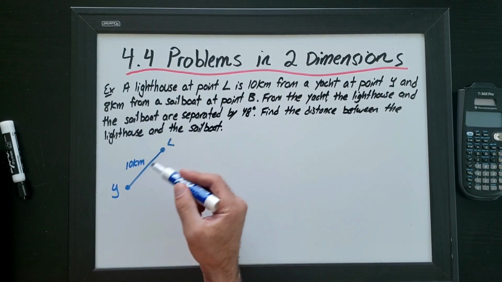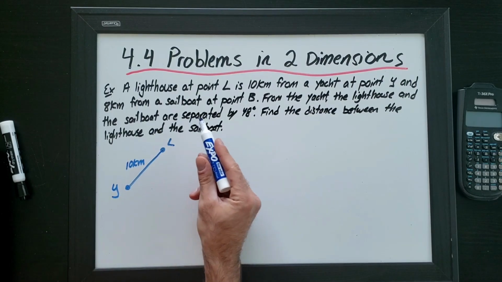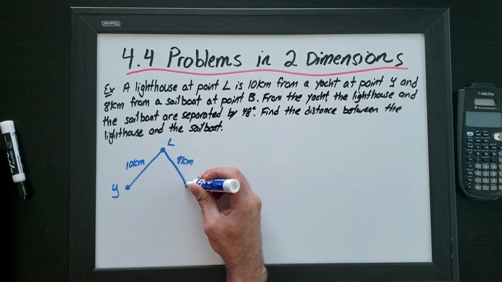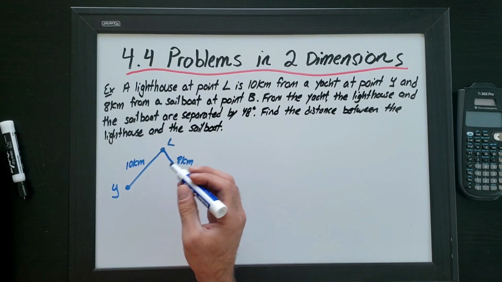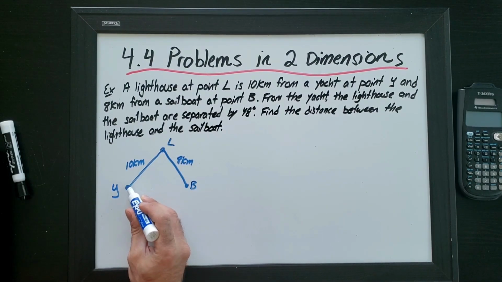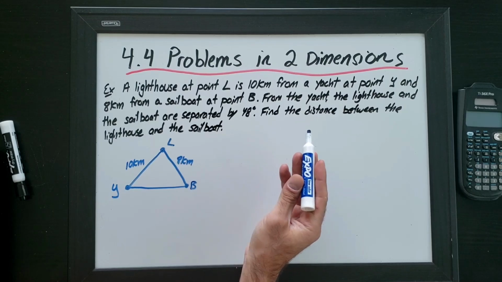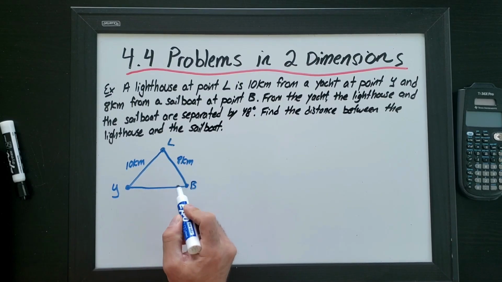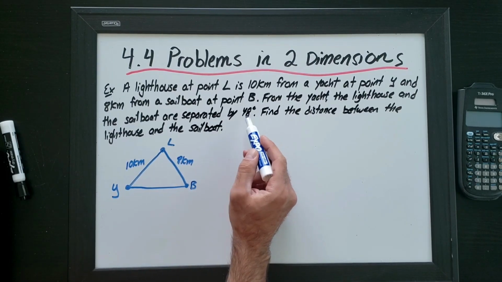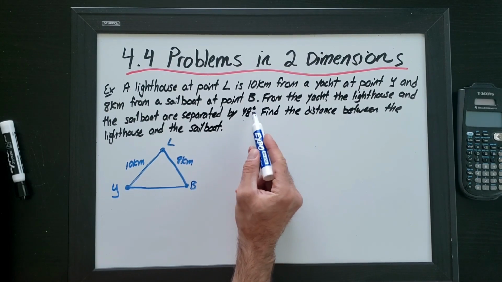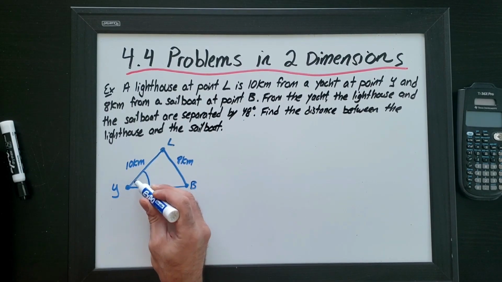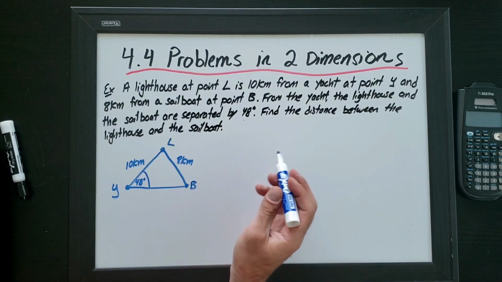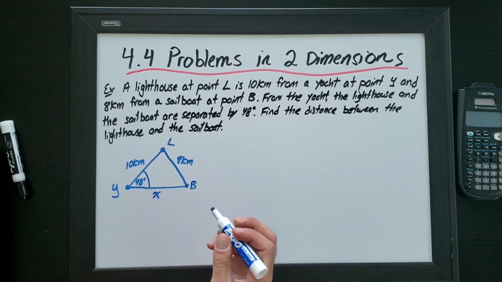So a lighthouse at point L is 10 kilometers from a yacht at point Y, and 8 kilometers from a sailboat. So let's go the other way. So a lighthouse is also 8 kilometers from a sailboat. We'll call it B, at point B. Now I can create my triangle, right? I know they're going to connect. From the yacht, the lighthouse and the sailboat, so from Y, the lighthouse and the sailboat are separated by 48 degrees. So if it says from with the degrees, that's the letter that's going to take the degrees. So this is 48 in here. Okay, and I've pretty much drawn my diagram. Find the distance between the lighthouse and the sailboat. I need to find this distance right here.